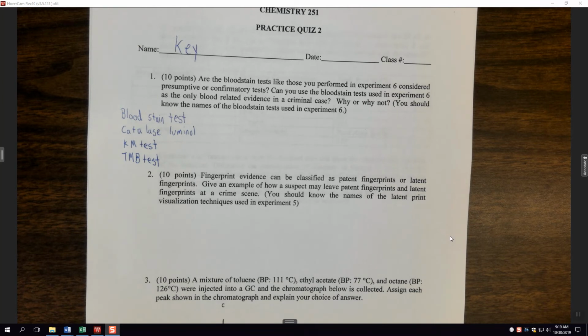What would be the confirmatory test? Oftentimes, a DNA test would be a confirmatory test. However, you wouldn't want to bother to do a DNA test if you didn't have blood in the first place, because it's not going to have DNA in it. So if it's bleach that's causing your luminol to turn luminescent, you're obviously not going to find the DNA of bleach. So all of these are going to be presumptive tests.